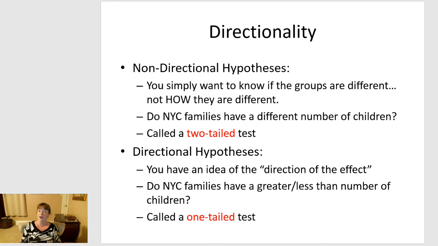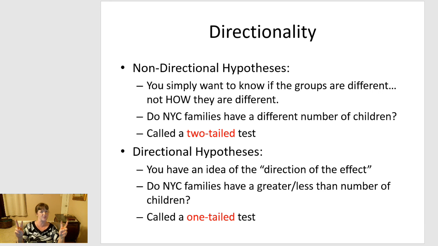It's called a non-directional approach because you're not saying which it's going to be ahead of time. When you walk into your research study, you're not specifying that the people in New York City are going to have more kids than average. You're not specifying that they're going to have fewer kids than average. You're simply exploring the idea that they're going to be different. So this is called non-directional because you're not looking in the direction of higher or in the direction of lower. You're just saying they're going to be different, right?